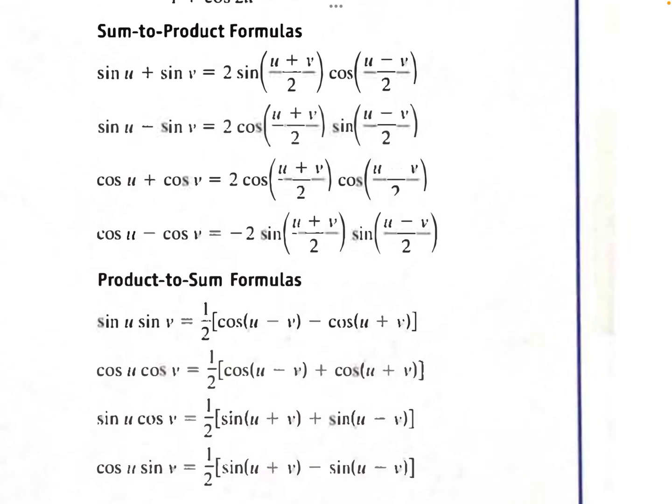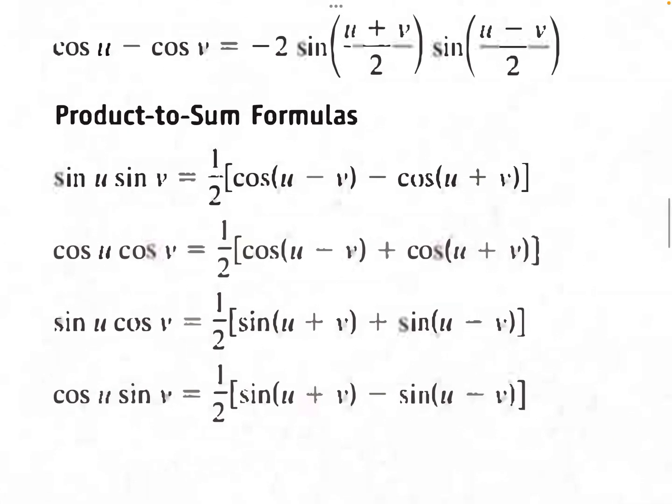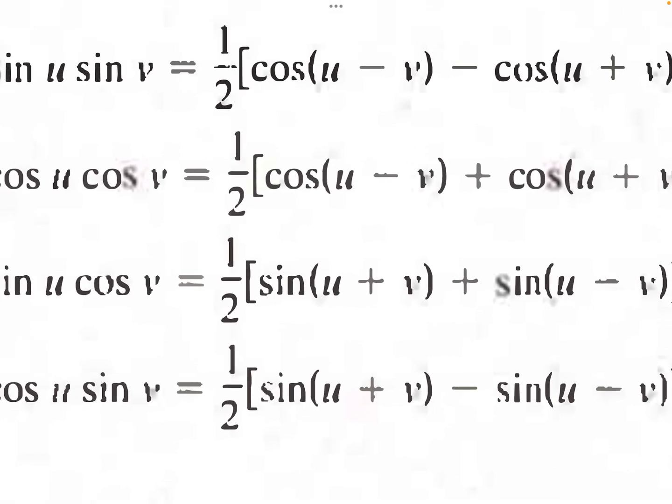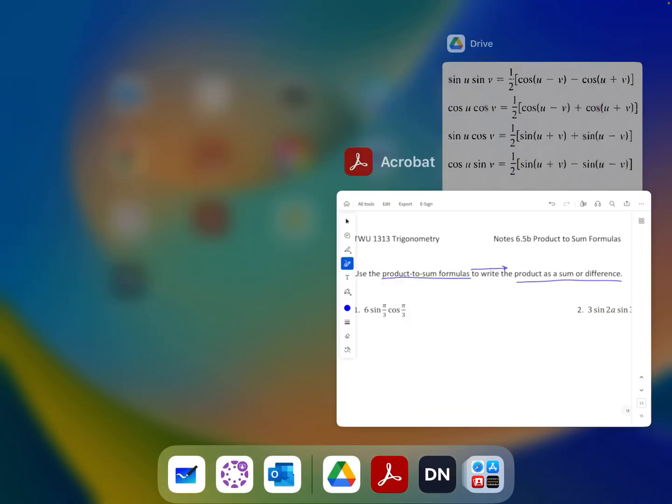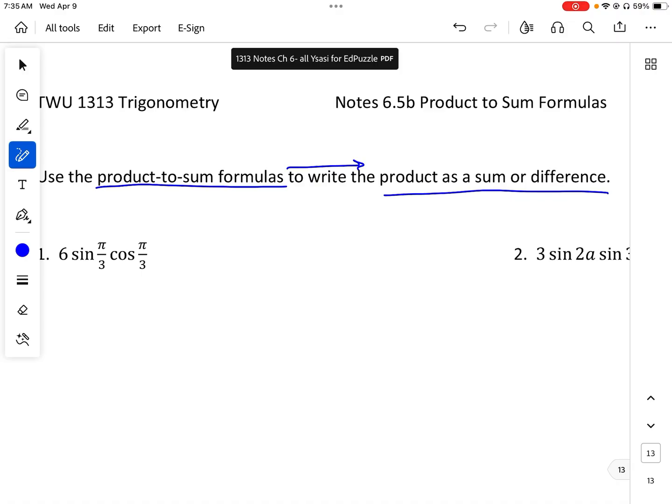Our first one is written as a product to sum. It's written as a product, sine of u, cosine of v. So this will be the formula, the third one. Let's go ahead and look at how we can do that. All we're doing is rewriting it. So this is u, this is v.